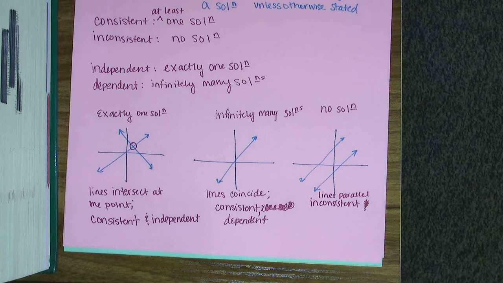So basically, things I'll be looking for you to tell me: consistent and independent, consistent and dependent, or inconsistent. So be ready to graph tomorrow. That'll be basically what you have to do. And remember, you have to check your answers. Don't forget the code word that was mentioned at the beginning.